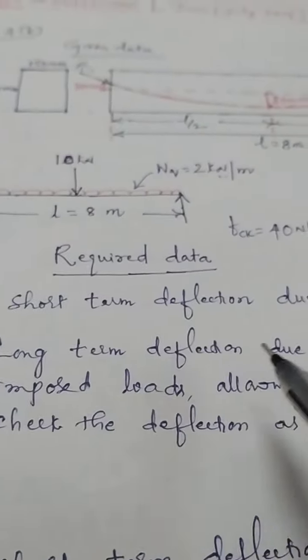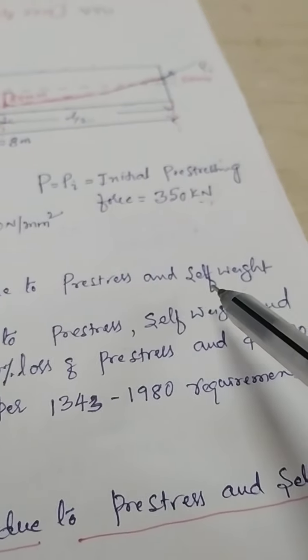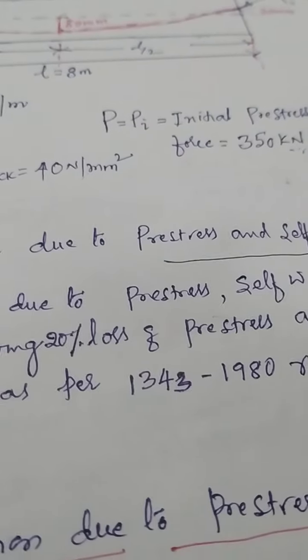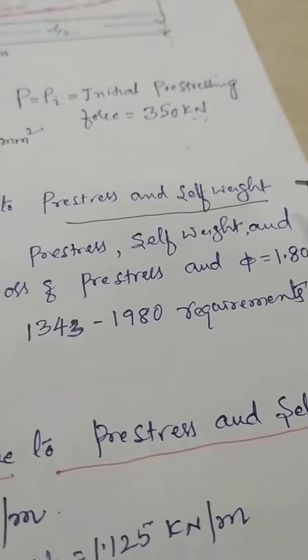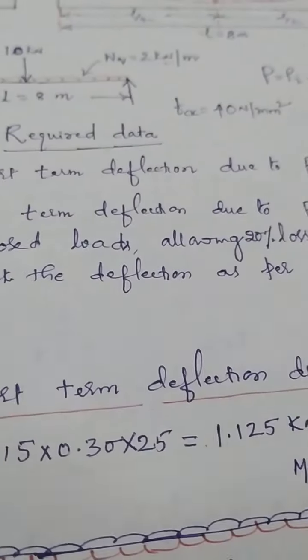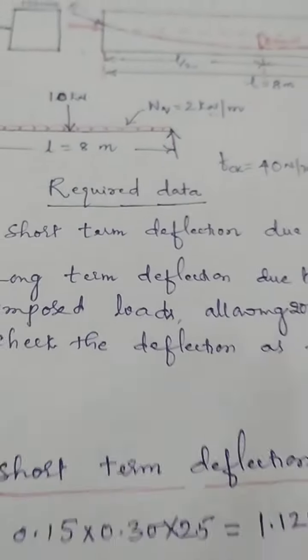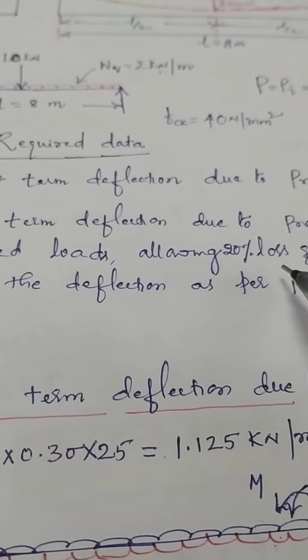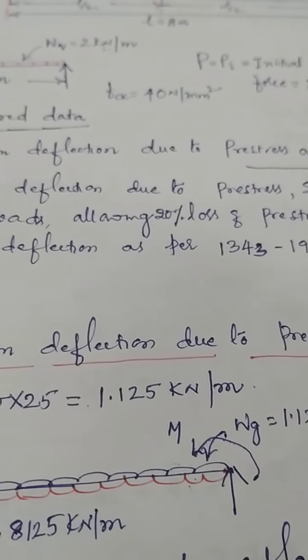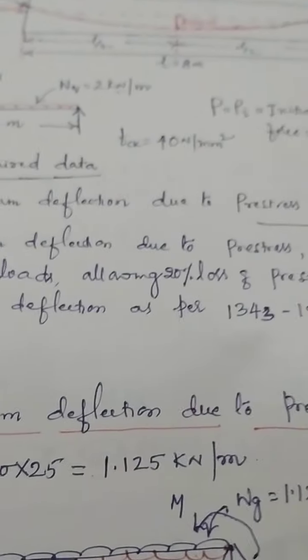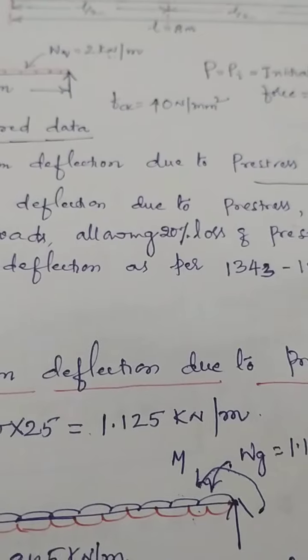Here the required data is short-term deflection due to pre-stress and self-weight. It is clearly mentioned, pre-stress and self-weight. Don't go for adding live load deflection. Short-term deflection due to pre-stress and self-weight, restrict to only that much. Then long-term deflection due to pre-stress, and there is a loss of pre-stress of 20% and creep coefficient 1.8. And check the deflection as per IS 1343/1980.